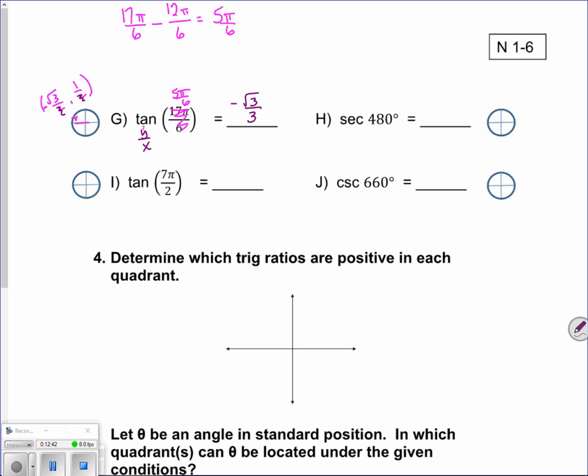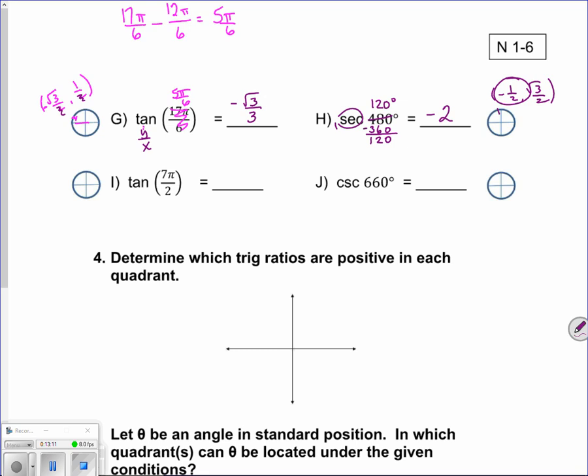Secant of 480. Well, let's just subtract 360, why don't we? That says 120. So that question really is saying, what is the secant of 120 degrees? That's here. Ordered pair, negative 1/2, square root 3 over 2. What am I going to look at? Well, secant is the flip of the x. What is the flip of negative 1/2? Negative 2.